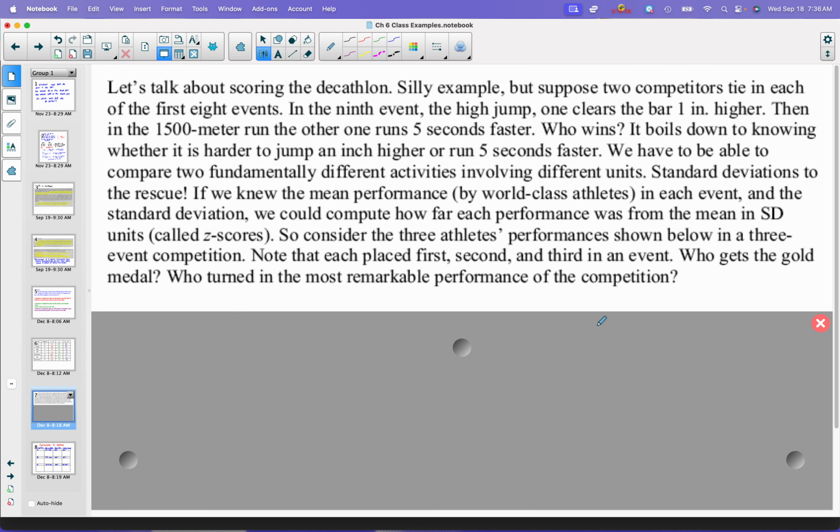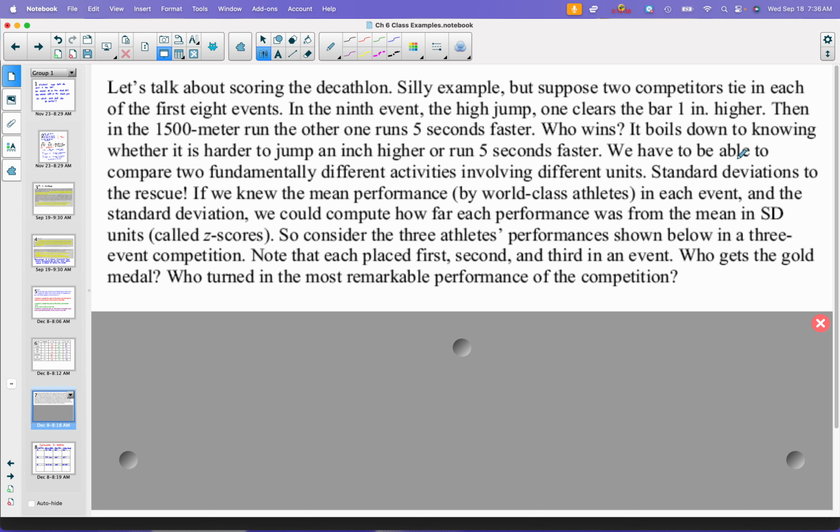Okay, so now I have a made-up problem. This is a decathlon, and it's kind of a silly example, but we're going to suppose two competitors tie in each of the first 8 events. In the 9th event, the high jump, one clears the bar 1 inch higher. Then in the 1,500-meter run, the other one runs 5 seconds faster.